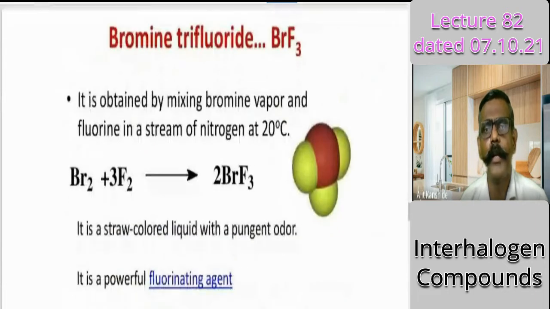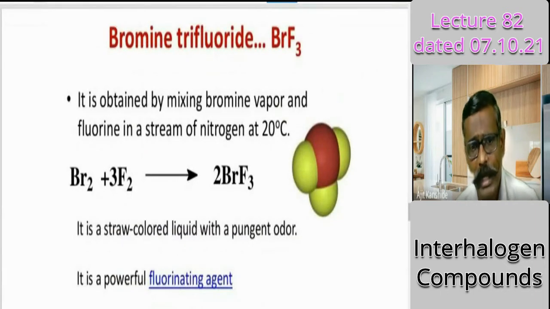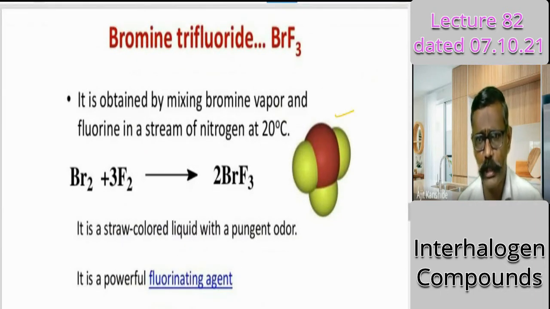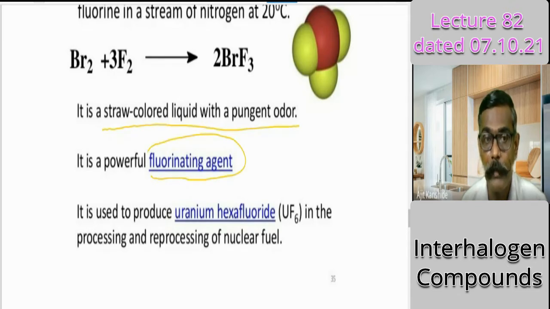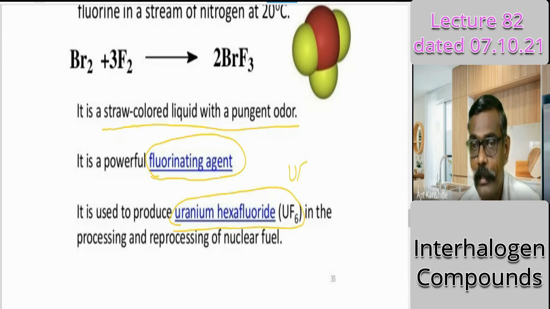Likewise, students, you will understand the preparation of BrF3 structure we are discussing in detail. Don't worry about that. Here, it is a straw colored liquid with pungent odor. It is a very important property from industrial application point of view. It is a powerful fluorinating agent, means it can give more fluorine, and it is used in industrial application to produce uranium hexafluoride UF6 in nuclear chemistry.